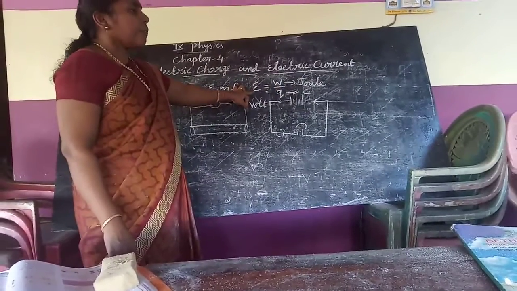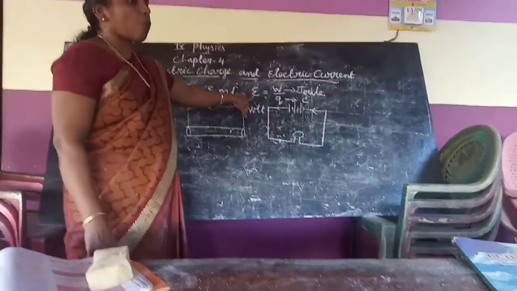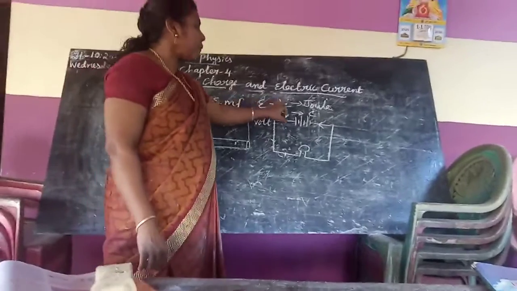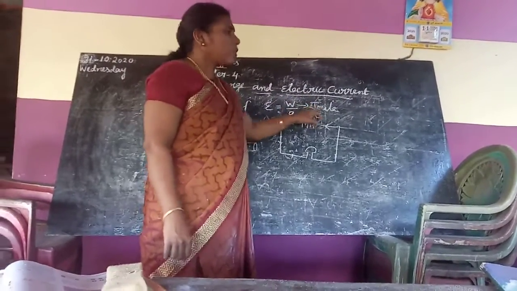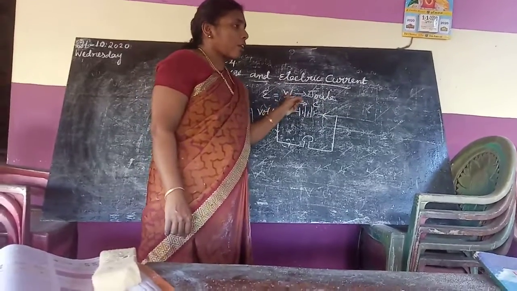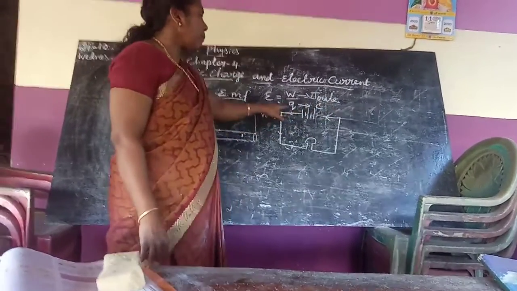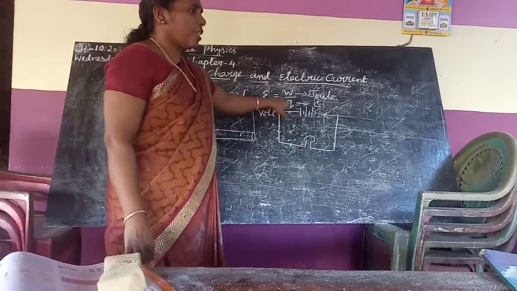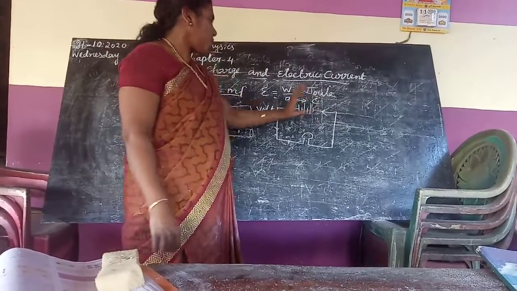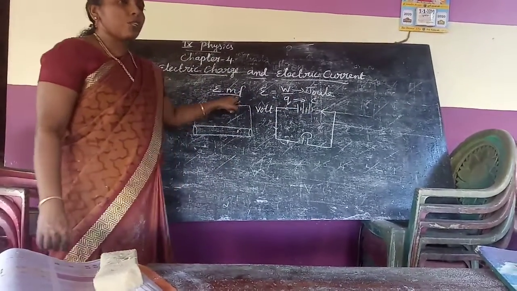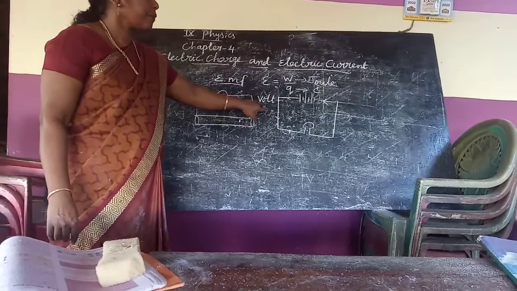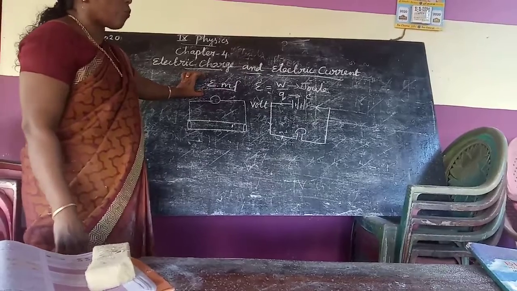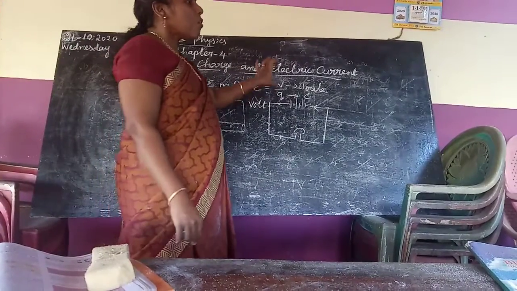Now listen here. The formula for electromotive force is E equal to W divided by Q. W means work done, Q means charge. The unit of work done is Joule, the unit of electric charge is Coulomb, and the unit of EMF is volt. Okay, so these are about the electromotive force. You have learned this formula.